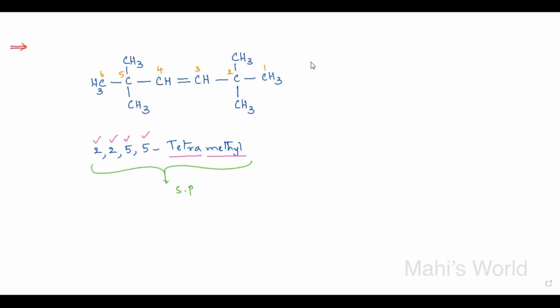Now let me go for the root word. Hex. Yes, because the parent has 6 carbons. And I think I can go for 3-ene, because there is a double bond after the 3rd carbon, without any hesitation. It can be written as this. This is the root word, and this, of course, is the primary suffix. No primary prefix, no secondary suffix.